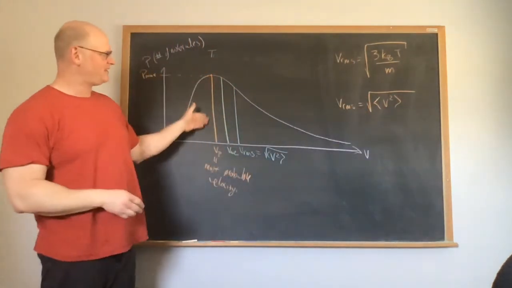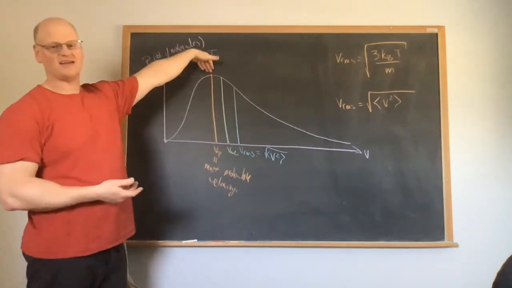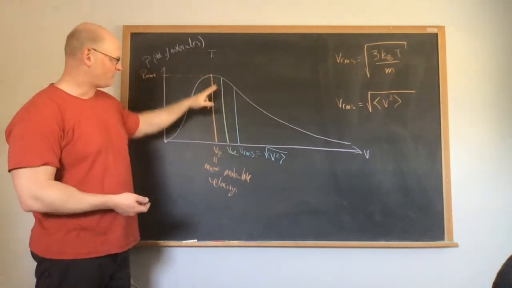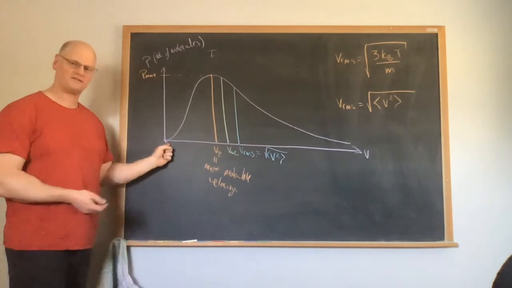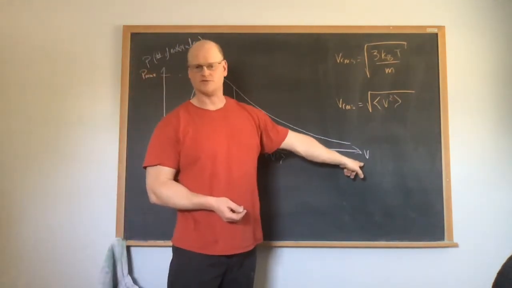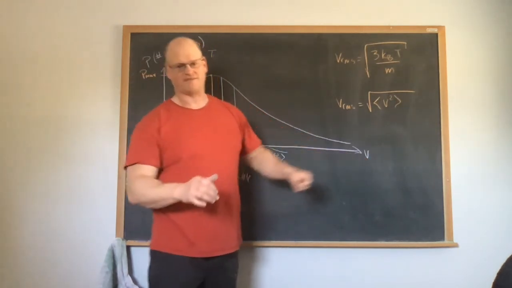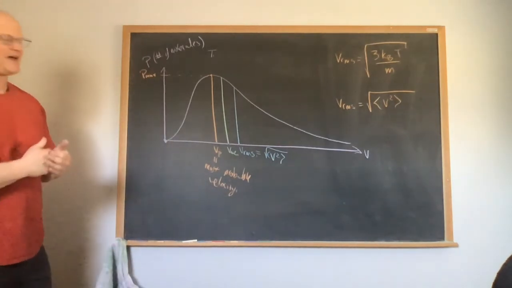But it doesn't mean that any one of these has all of the particles moving. It just means that the most probable has the most number of particles moving at this speed, followed then by the average and then by the RMS. But I can have anywhere from basically 0 all the way out to particles which are moving at infinite speeds. Now, technically they can't move at infinite speeds because we have special relativity to worry about. Let's not worry about that here.